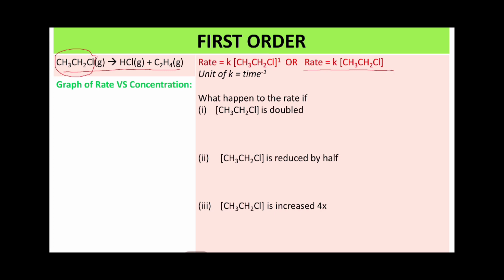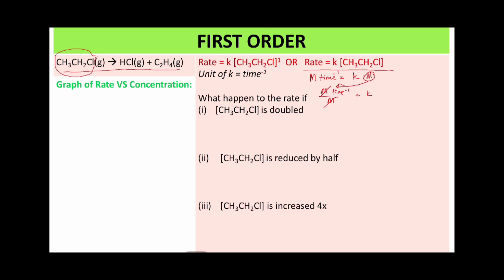How to get the unit per time? The unit for rate is molar per time, and the unit of concentration is molar, so we bring it down here. So molar per time over molar is equal to k. We can cancel, so the unit of k is per time. Meaning that if the question gives you the unit of the rate constant as per second, per minute, or per hour, we know that the reaction occurs in first order.